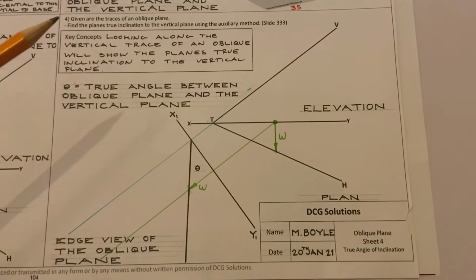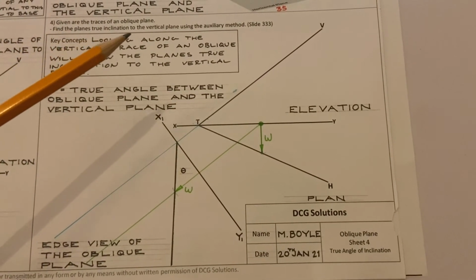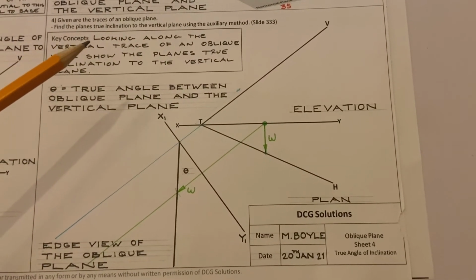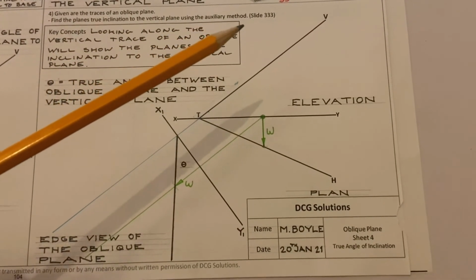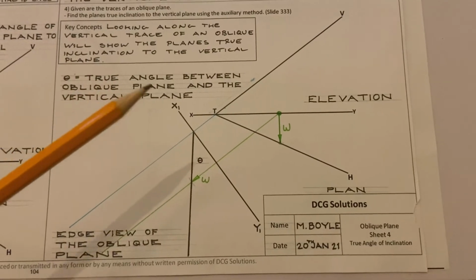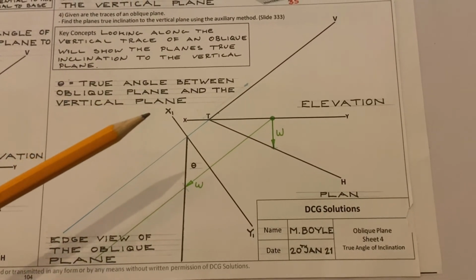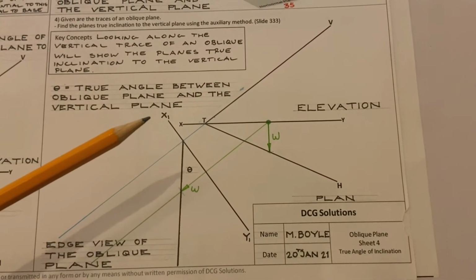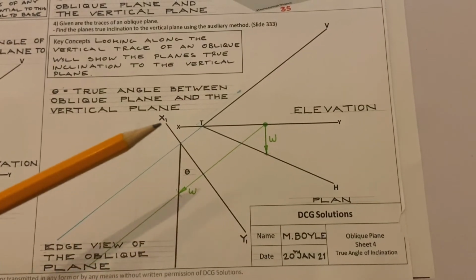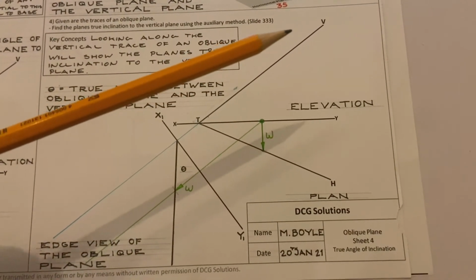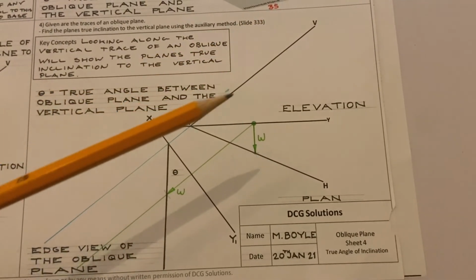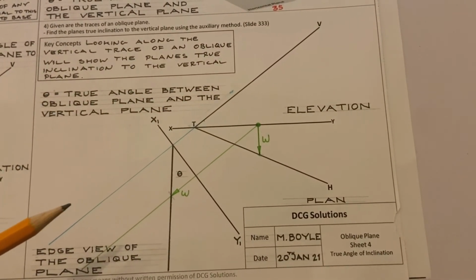And finally, question 4. Given are the traces of an oblique plane, find the plane's true inclination to the vertical plane using the auxiliary method. So again, if we want to find the true inclination of a plane to the vertical plane, you see an edge view of the vertical plane in plan. So we go up to the elevation where we have the vertical trace, and we look along the vertical trace and extend it down here.